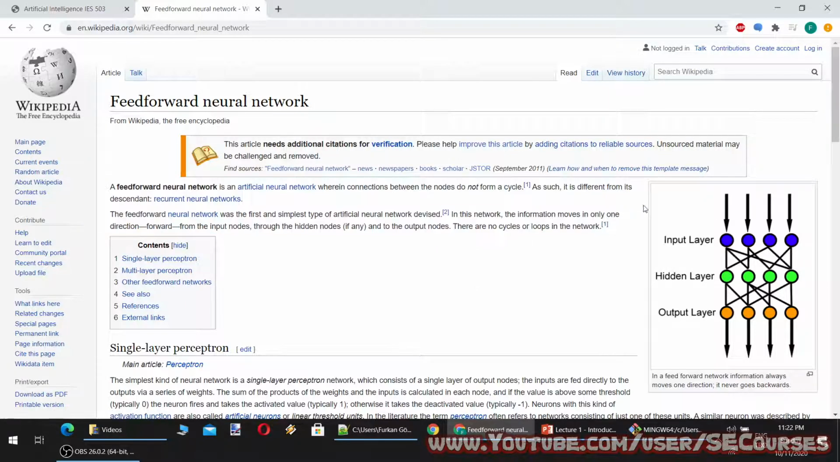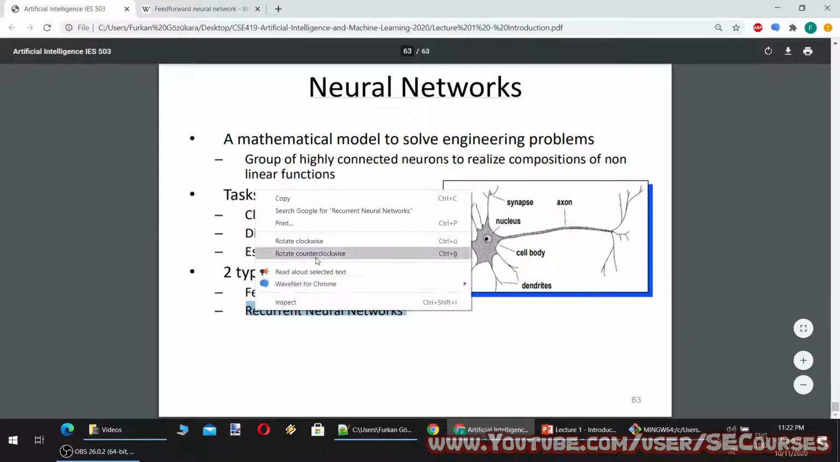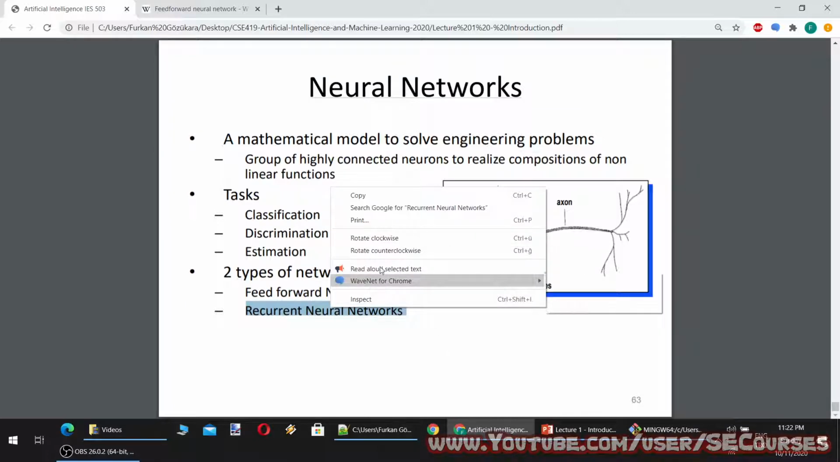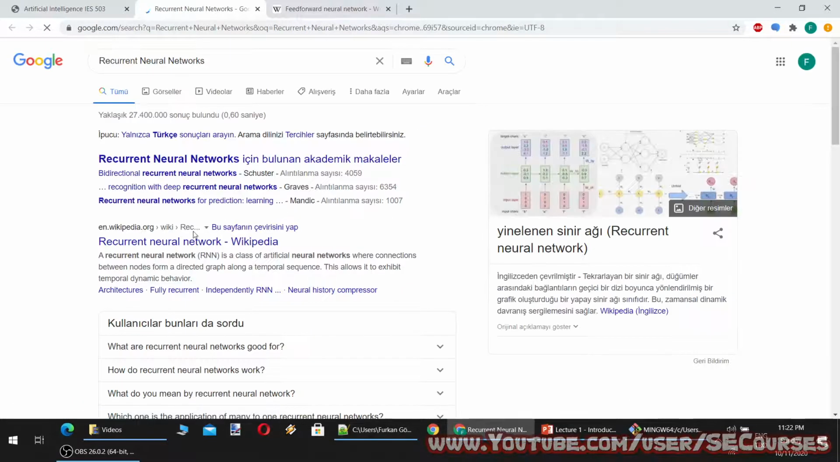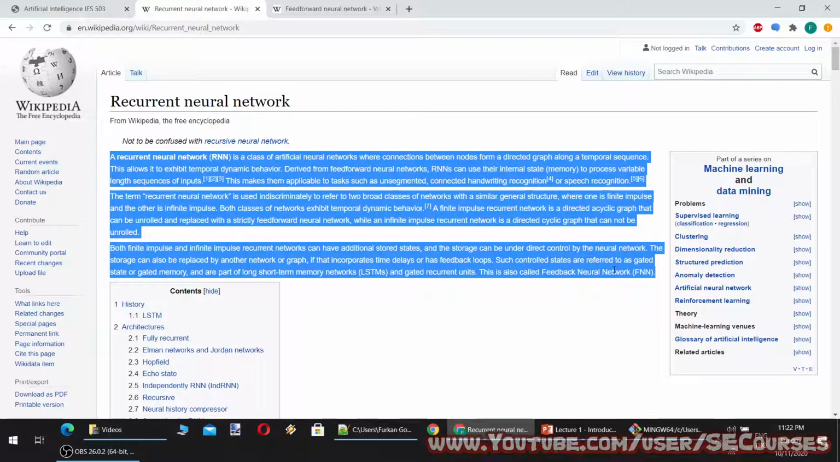So it gets the data from the input layer. In the hidden layers, the data is progressed to other layers, and in the output layer, it produces an output. This is a feed-forward neural network. We will see more about neural networks in future lessons, and let's have an idea about recurrent neural networks. Okay, let's read it.